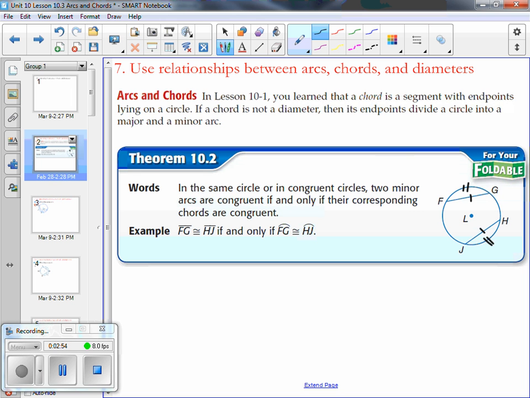So, if the chords are congruent, that means the segments are. Wait, no, I said that wrong. If the chords are congruent, that means the arcs are. If the arcs are congruent, that means the chords are.